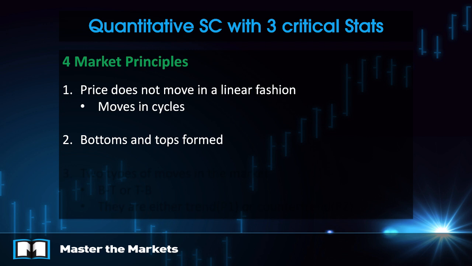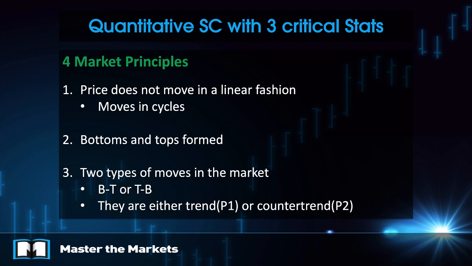Now that you're thinking in terms of cycles, only bottoms and tops have got to form, the turning point has got to form. Therefore, because of that, there's only 2 types of move that can ever happen in the market if you keep thinking in terms of cycle. Either it's a bottom to top move, or what is the other one? Top to bottom move. That's it.